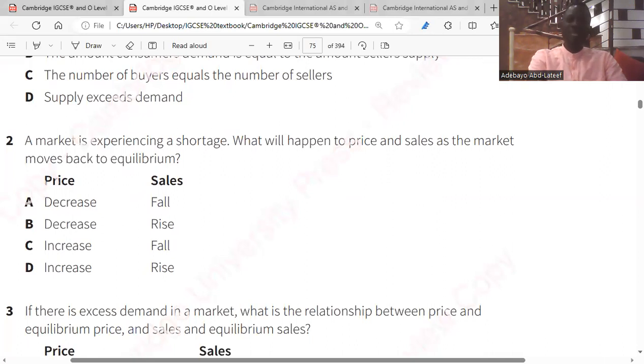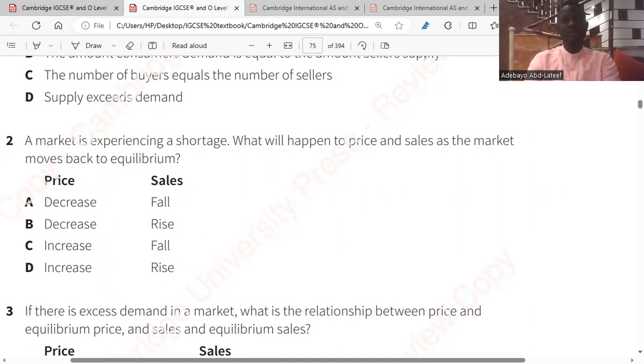Okay. Question 2. It says the market is experiencing a shortage. What will happen to price and sales as the market moves back to equilibrium? The market is experiencing a shortage, and the shortage means short supply. So what will happen to price and sales as the market moves back to equilibrium? Price will increase. Yes. And sales will what?